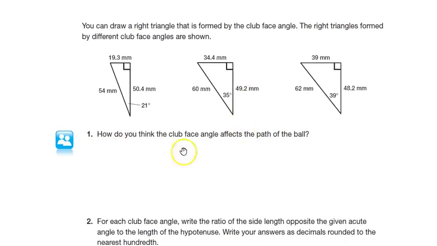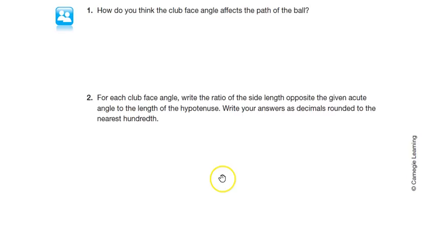And here it says, how do you think the club face angle affects the path of the ball? Well, as it's steeper, it's probably going to go forward more. And as it's more laid back, it's probably going to pop up. Okay. And then you're going to write the ratios.